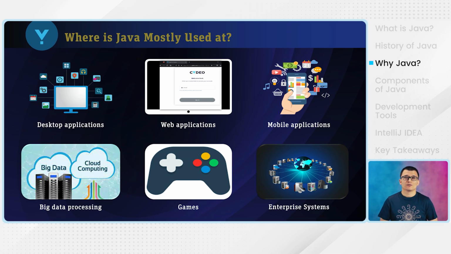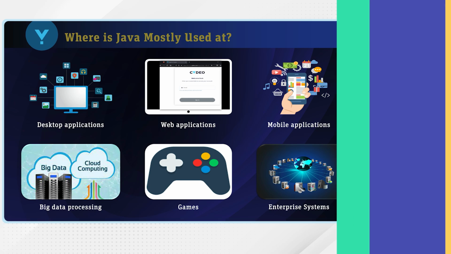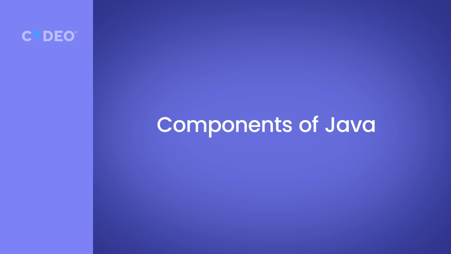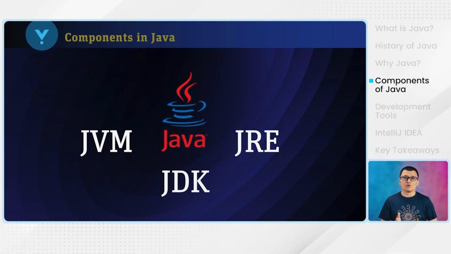Besides those, many big tech companies in the United States use Java as their primary programming language. Many of the frameworks that the big IT companies are using were built on the Java programming language. And now let's talk about the components of Java. So here are the components of Java.